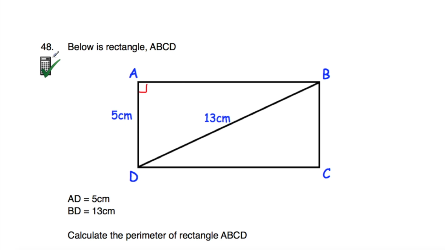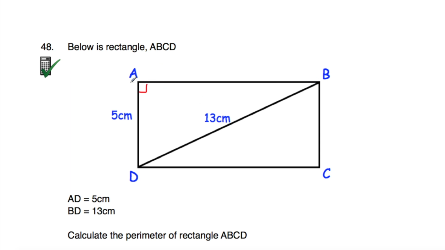Okay, our next question, question number 48. So question number 48 is on Pythagoras' theorem, because we've got this rectangle and it's been cut diagonally. So we've got a right angle triangle here and a right angle triangle there. And we've been asked to calculate the perimeter of rectangle ABCD. So we know the width of the rectangle. It'd be fantastic if we could find the length of the rectangle. And we can by using Pythagoras' theorem.